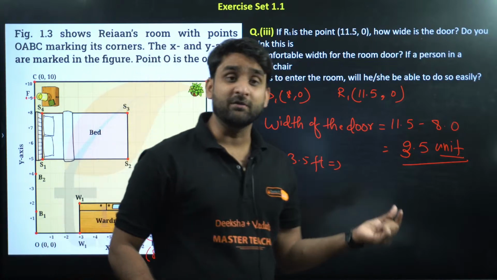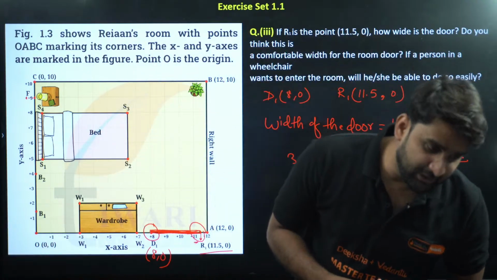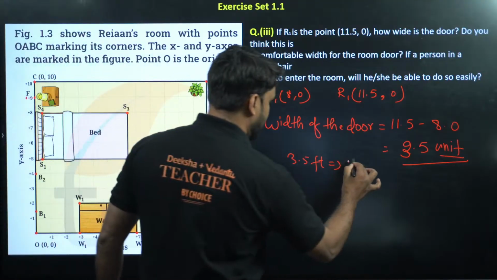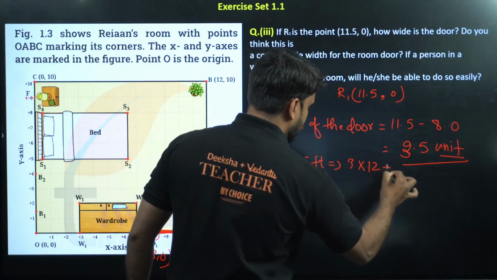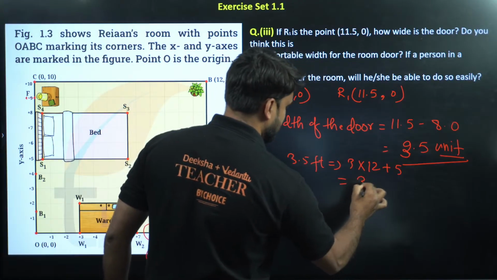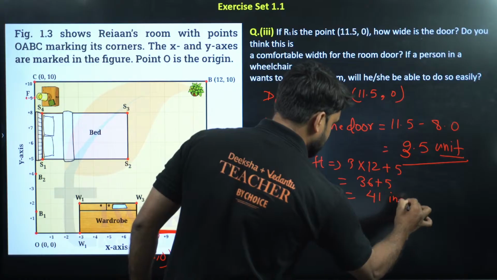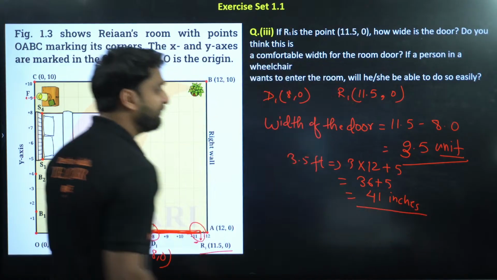And we have to convert that 3.5 into inches. So how many inches will be there? Because 3.5 is 3 into 12 plus 5. So this is 36 plus 5. So this will become 41 inches. So this is the width of the door.